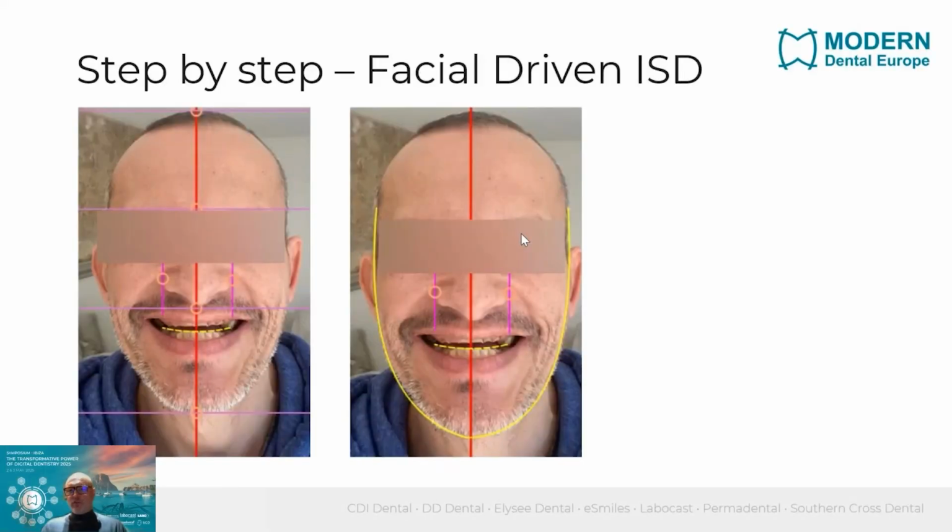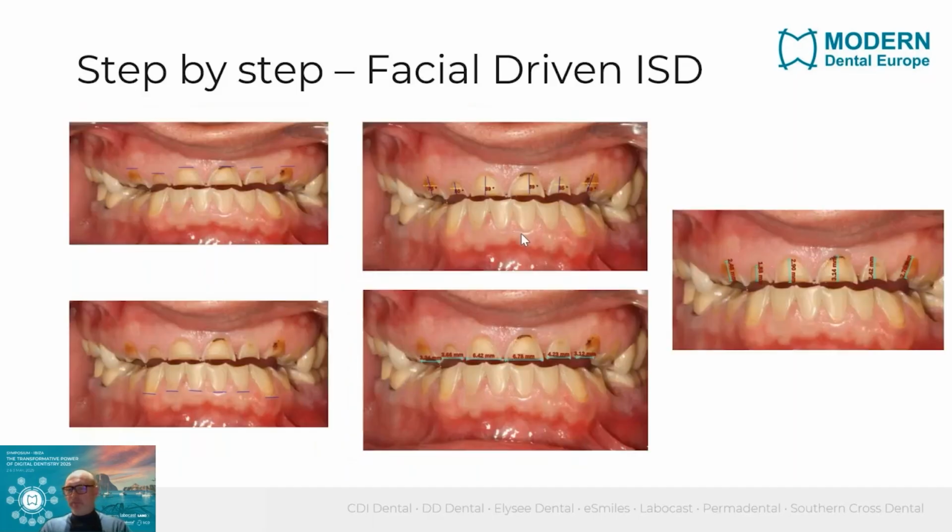And then it starts by looking at the face. That's why we need the pictures, because we are talking about a facial driven smile design. This integrative smile design is facial driven. That means we look at the aesthetic helplines, the landmarks on the face, the shape of the face, and of course we go much further.